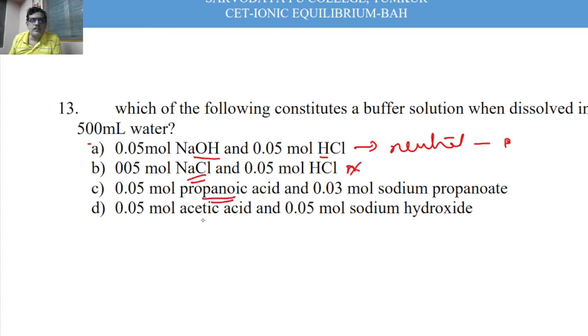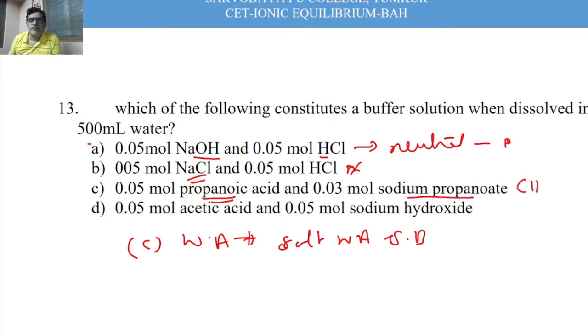So here is a weak acid, propanoic acid. So there is a weak acid in option C, plus a salt of weak acid with a strong base. So sodium propanoate is the salt of propanoic acid and sodium hydroxide. Therefore C can act as a buffer. See, this can act as a buffer.